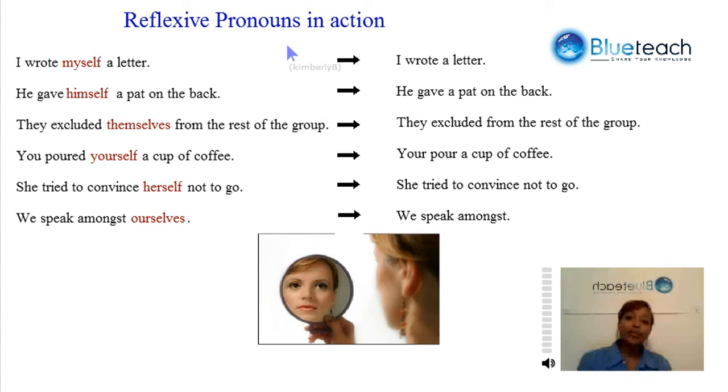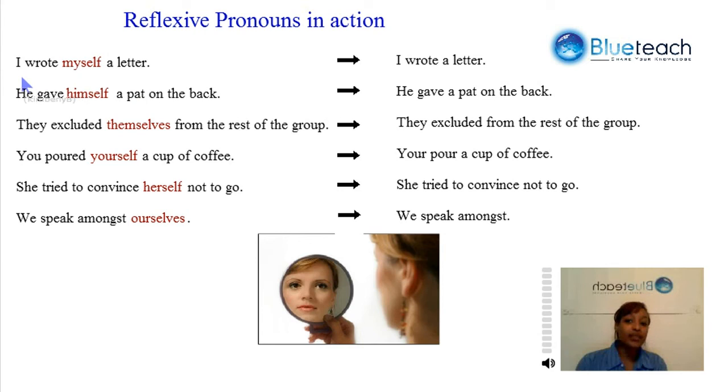Check out these reflexive pronouns in action. Here on the left, we have a list of sentences with a reflexive pronoun in them. And here on the right, we have the same sentences where I remove the reflexive pronoun. We'll see that in these sentences, either the meaning changes or they don't make sense at all once we remove that reflexive pronoun. I wrote myself a letter.